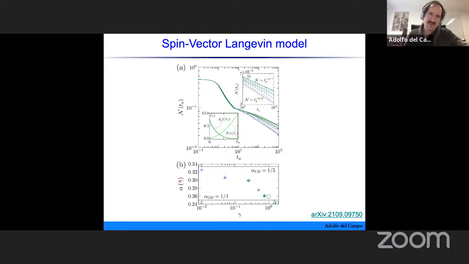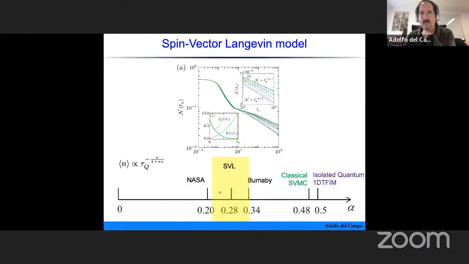Indeed, when you plot the power law exponents in the scaling of the density of kinks with the annealing time as a function of the dissipation strength, we see that we can cover a wide range. And actually this wide range is in the regime of the data collected in the D-Wave machines. In particular, the NASA machine seems to be very noisy. It's not something we can describe, but it reproduces the same behavior that can be captured by the spin boson model, and it does reproduce the behavior seen in the Burnaby machine, which is the low noise machine.